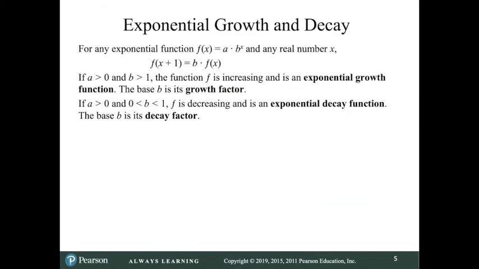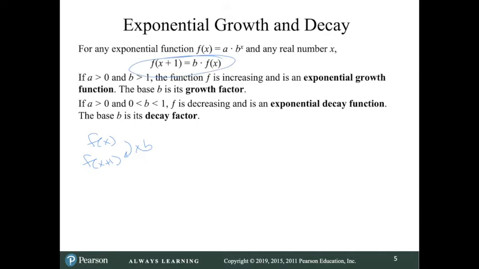Let's go ahead and define what's the difference between exponential growth and decay. We started playing with this idea in class, right? So for any exponential function where we have a as our coefficient, b as our base, and x is our variable, then if we multiply f of x plus 1, so we've gone one more x, that's multiplying it by b again. So remember we had f of x. If we go down, f of x plus 1, this was times our base. So that's what this says here.